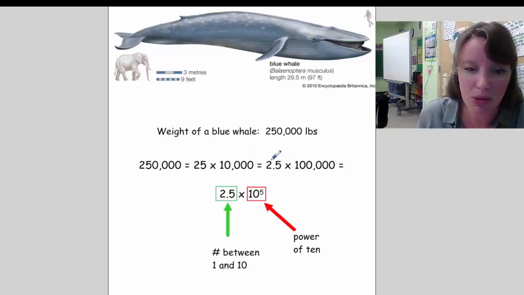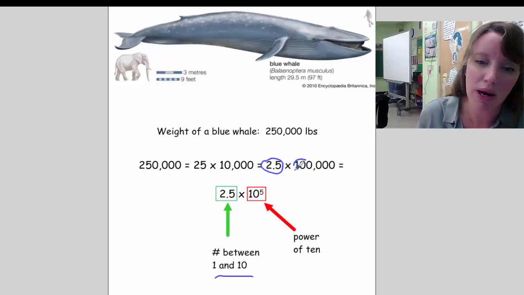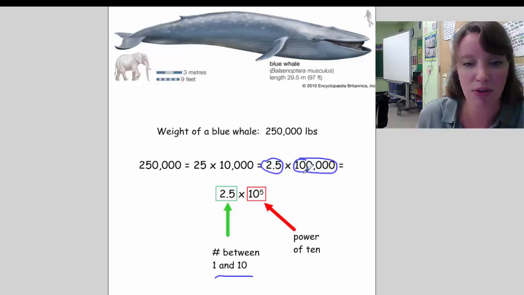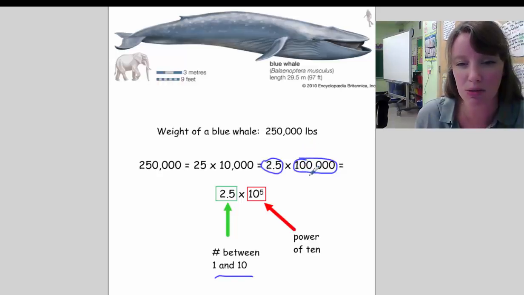So this number, 2.5, is actually where we're going to settle, because this number is between 1 and 10. Okay, and we're going to rewrite 100,000 as 10 to the 5th power. Now, we can see that it's 10 to the 5th power. It's easy to see powers of 10 because we can just count the number of zeros. 1, 2, 3, 4, 5. So it's 10 to the 5th power.